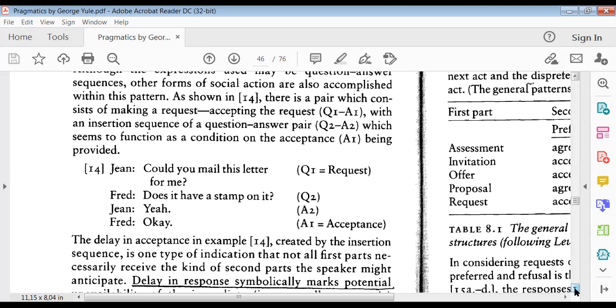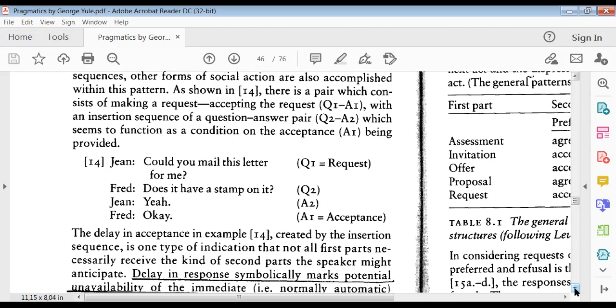But between them came something we call an insertion sequence. A question and an answer came in between. Does it have a stamp on it? And Jane says yeah. So the answer okay was for the first question, or rather the first request, which is a request. So the request receives an acceptance, which is okay. Notice that the distance between them is close, not very far, so the conversation makes sense. If they are very far from each other, the conversation will not make sense.